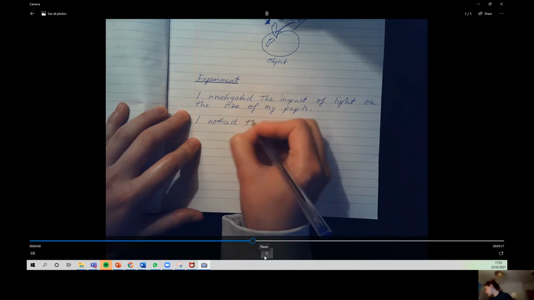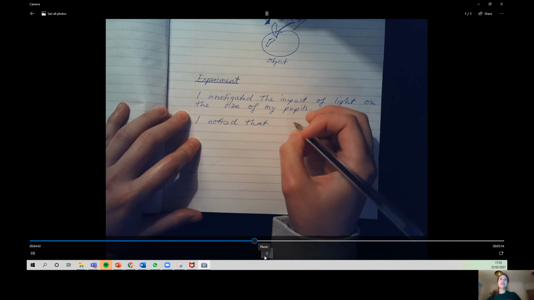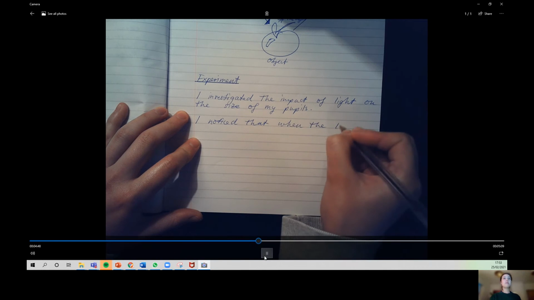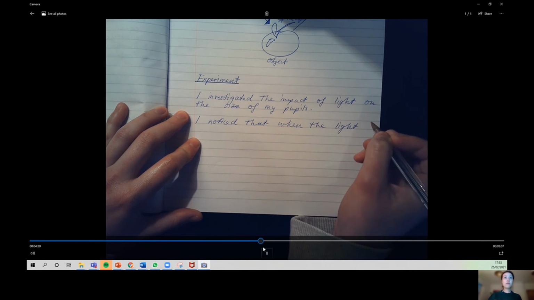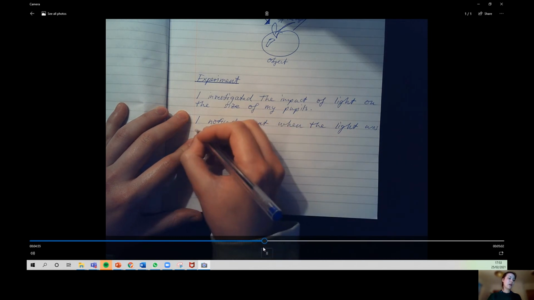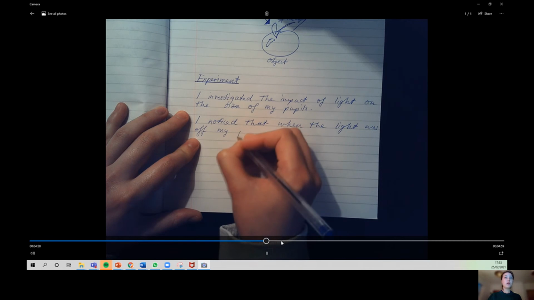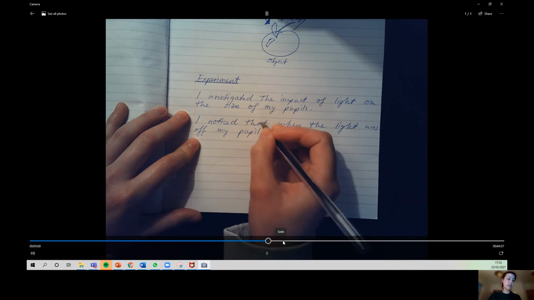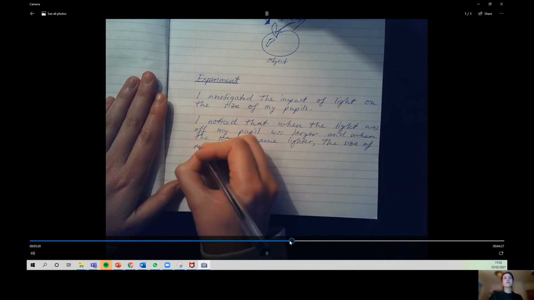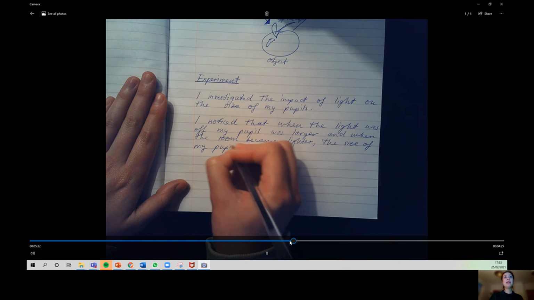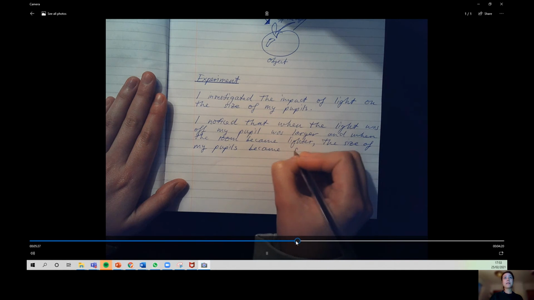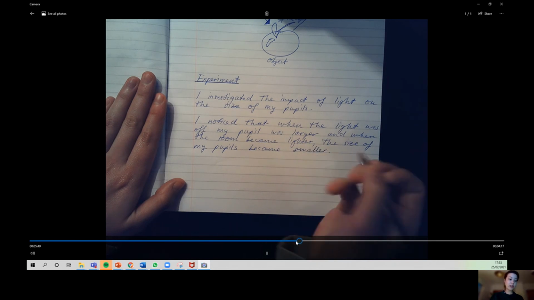The next thing that you need to write about is what you noticed. I noticed that when the light was off, or when it was dark, that my pupil was larger. Or if you want to use a scientific term, you could say it was dilated. And when the room became lighter, the size of my pupils became smaller, or you can say constricted.